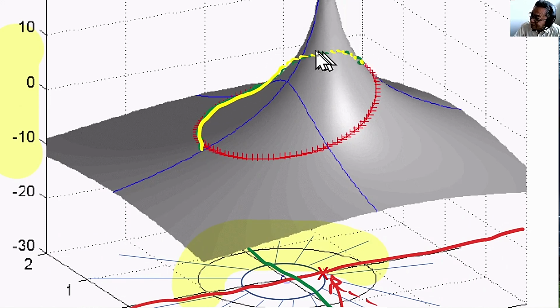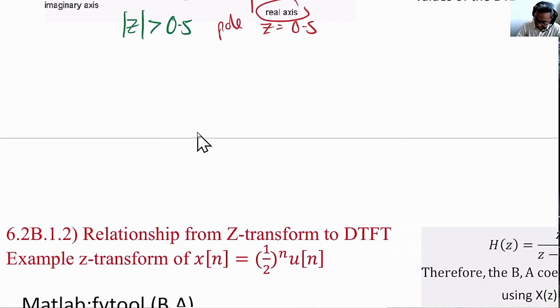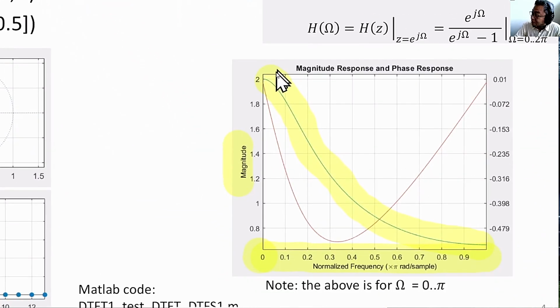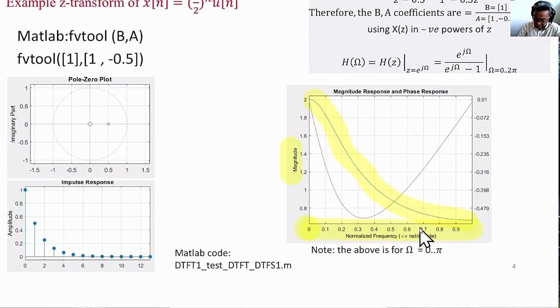So it is a high value of 2, and then comes down slowly as we go from 0 to pi, which is this diagram over here. From 0 to pi, the value of 2 comes down, and this is the height of the surface of H of z.